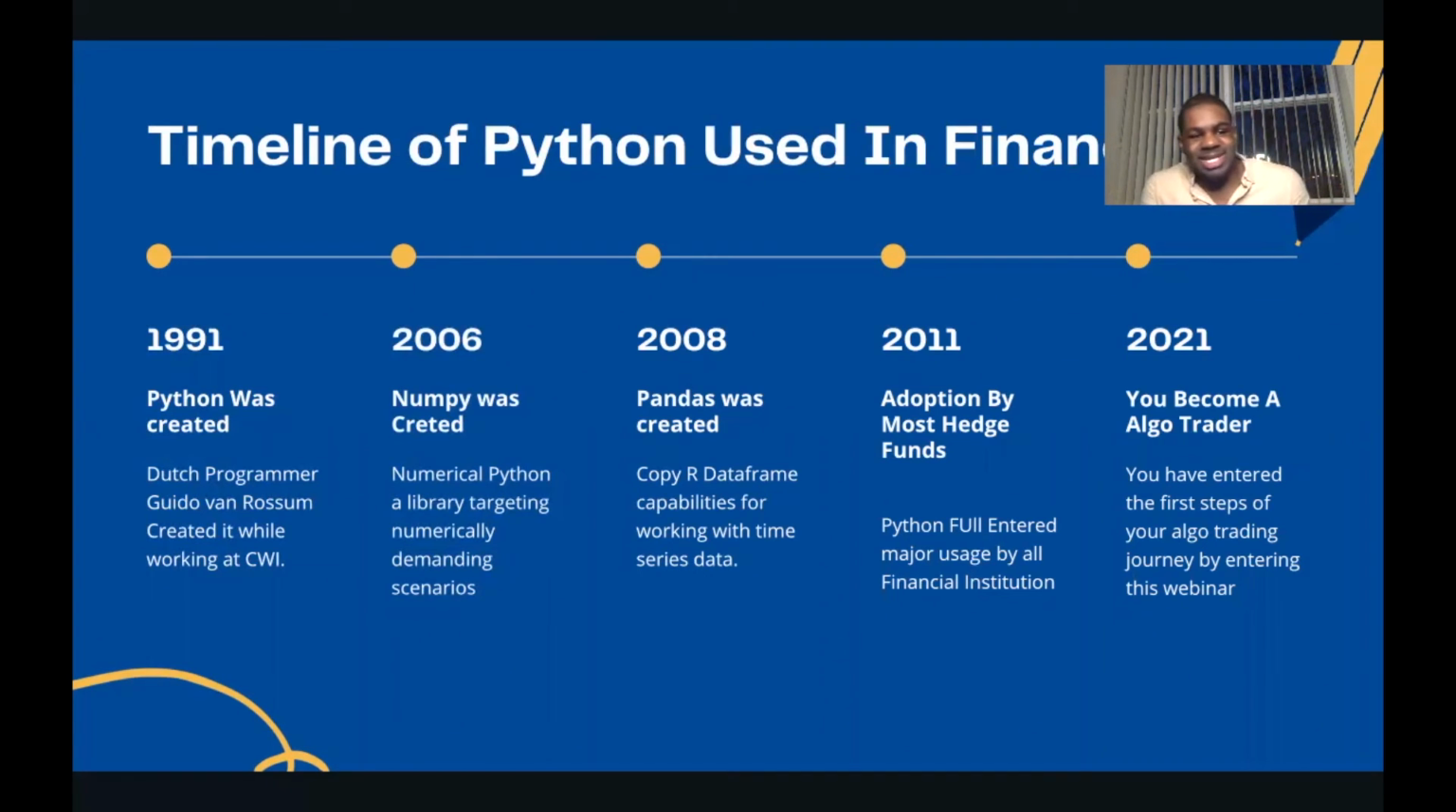So Python was created in 1991 by a Dutch programmer. I do not want to pronounce his name wrong. He is the GOAT. And he was actually working within a hedge fund when he actually created it. Fun fact.